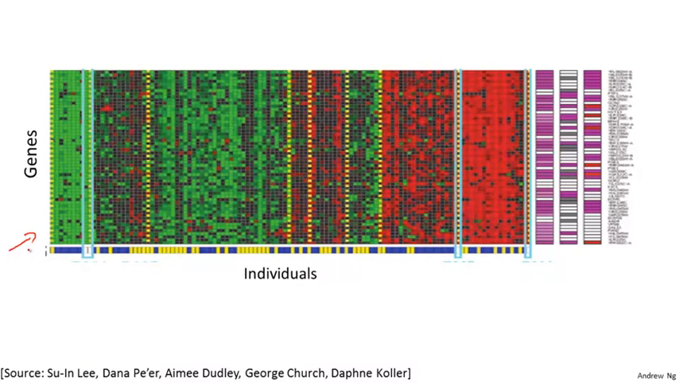And what you can do is then run a clustering algorithm to group individuals into different categories or different types of people. So this is unsupervised learning because we're not telling the algorithm in advance that these are type 1 people, those are type 2 persons, those are type 3 persons, and so on.